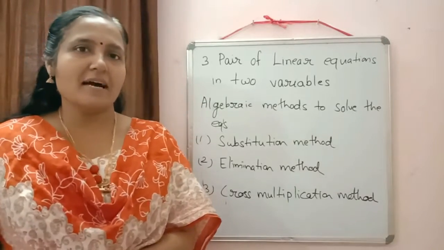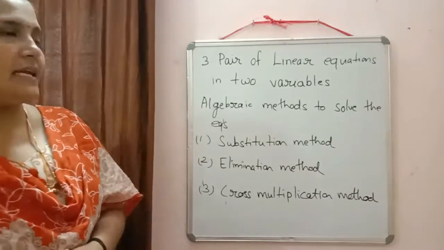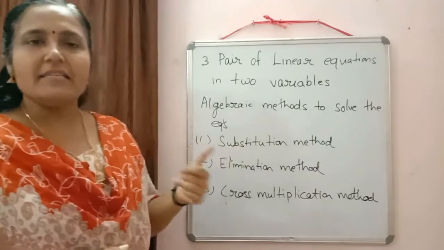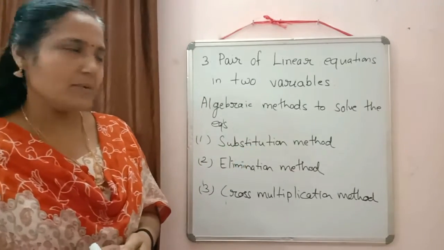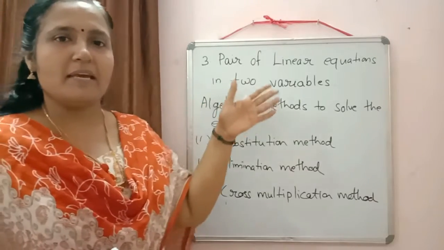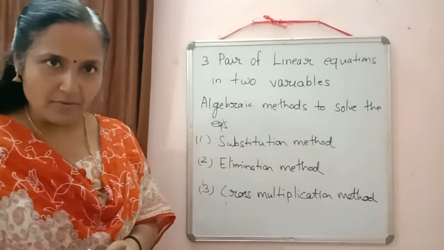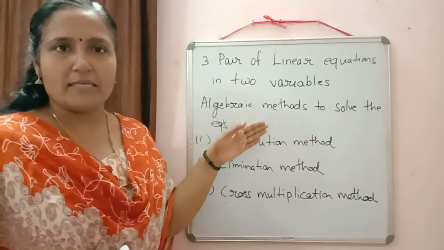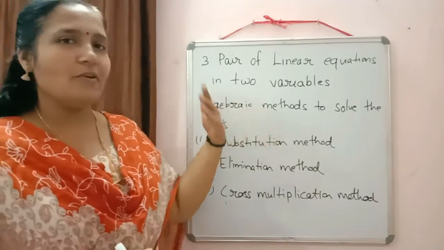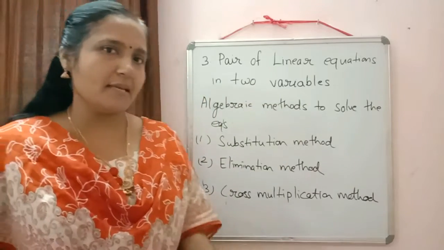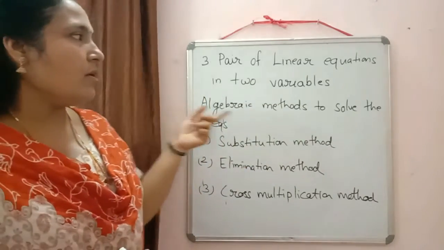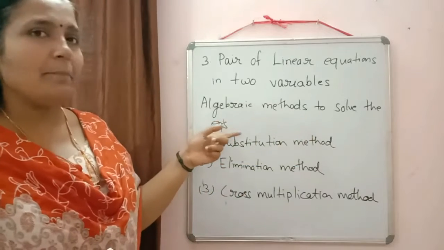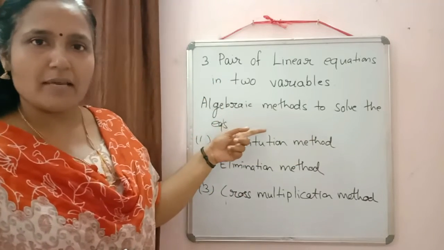In the previous class, we studied about pair of linear equations in two variables. We studied the general form of linear equation, that was ax plus by plus c is equal to 0, and then some methods to solve the pair of linear equations. Graphical method I told you we will discuss afterwards. At present, we are discussing the algebraic methods to solve the pair of linear equations in two variables.